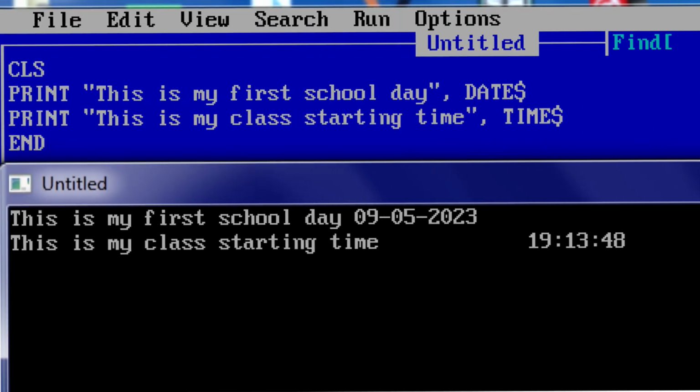Here, this is my first school day, and then date dollar. This is my class starting time, then here is time dollar. You can see in the output: this is my first school day, then here is the time that has been saved on my computer, and here the starting time, which was also saved on my computer when I made this tutorial. Understood?